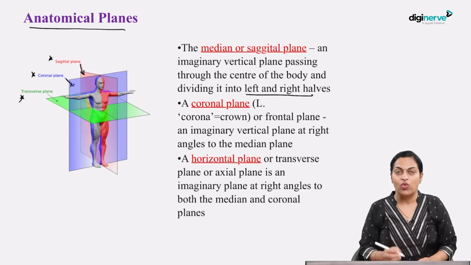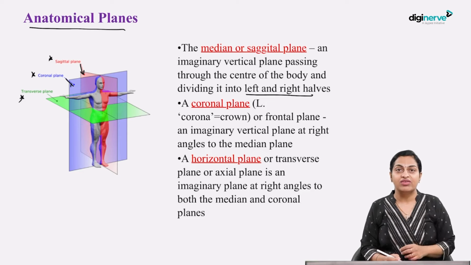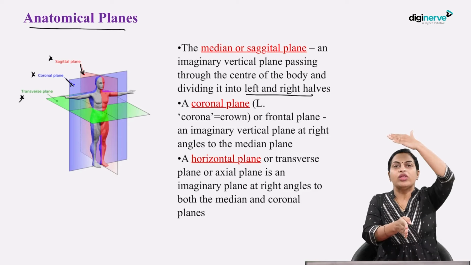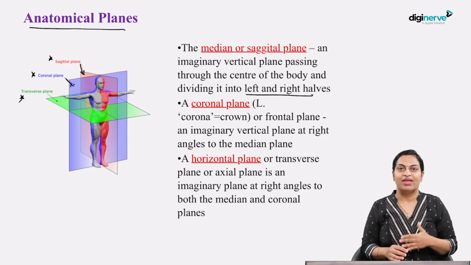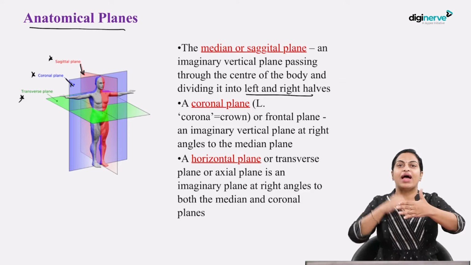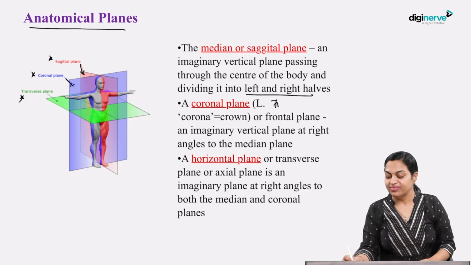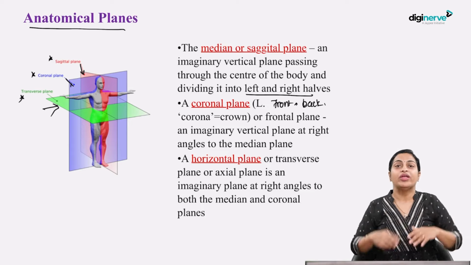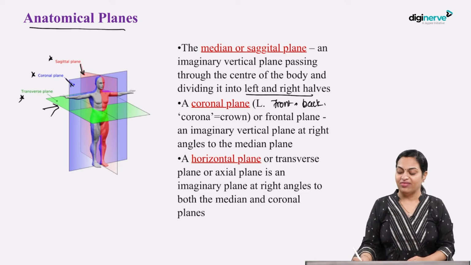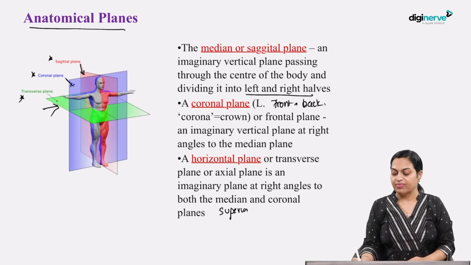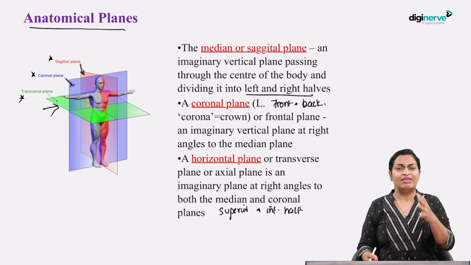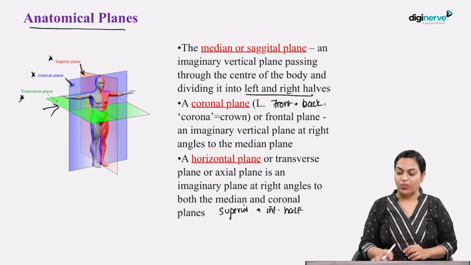So this is the coronal plane. Again, it is an imaginary vertical plane, perpendicular. So the sagittal plane was like this. The coronal plane is perpendicular to the sagittal plane, dividing the body into a front and back. The transverse plane or the horizontal plane divides the body into a superior half and inferior half. Fine, so these are the three basic planes that you should definitely know.